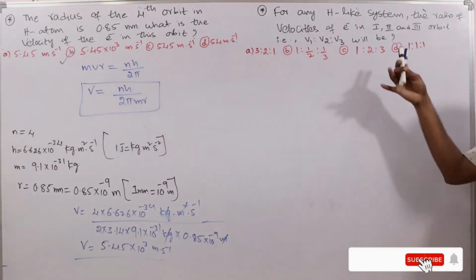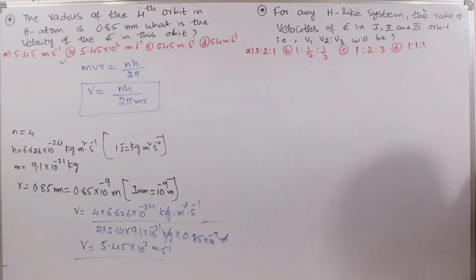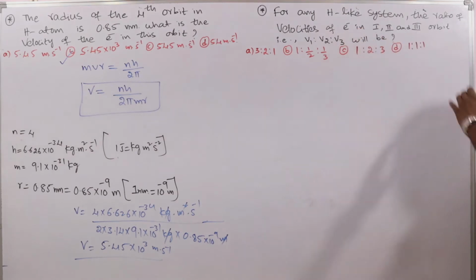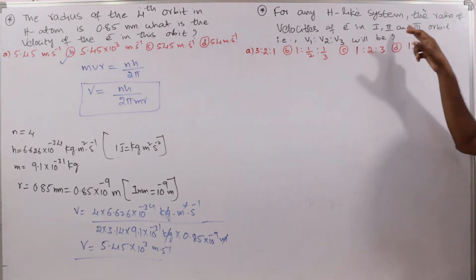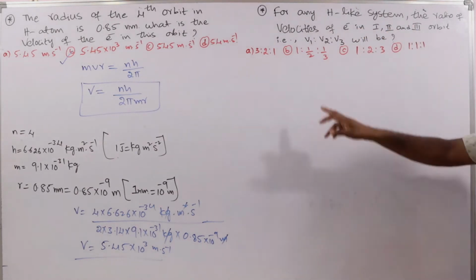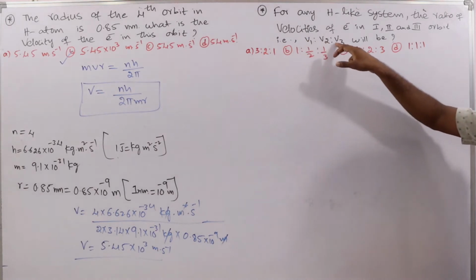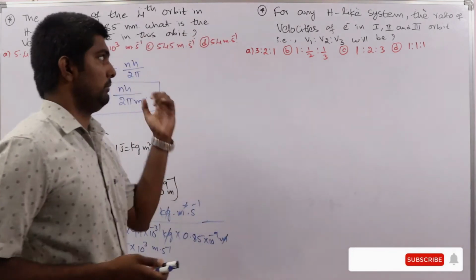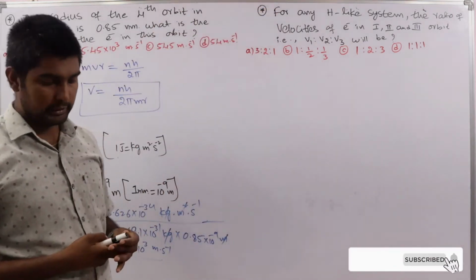Let us see the next problem here. For any hydrogen-like system, the ratio of the velocities of electron in first, second and third orbit, that is v1 : v2 : v3, will be. See here, this is also related to the velocity, right?